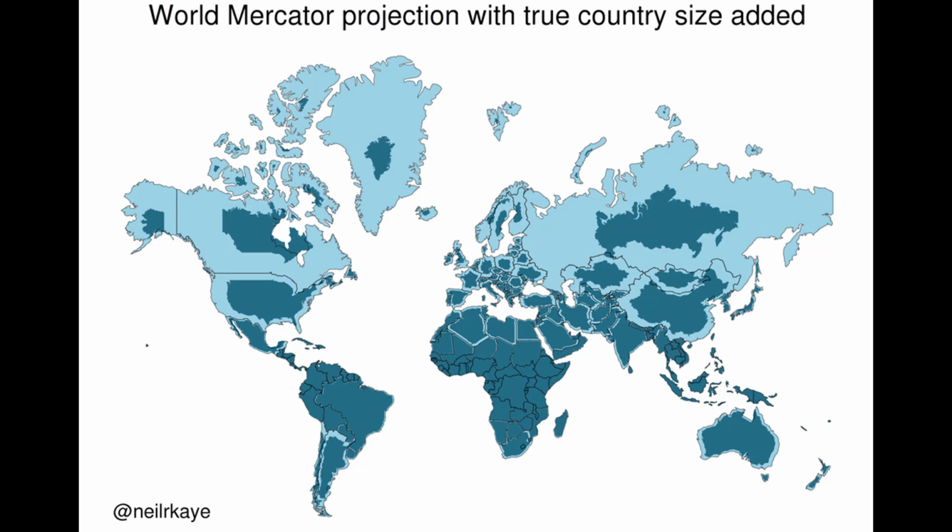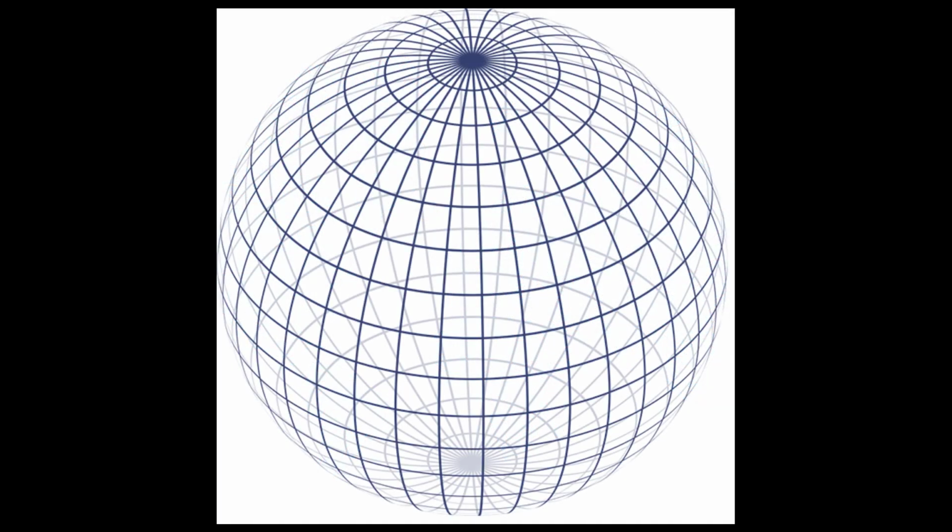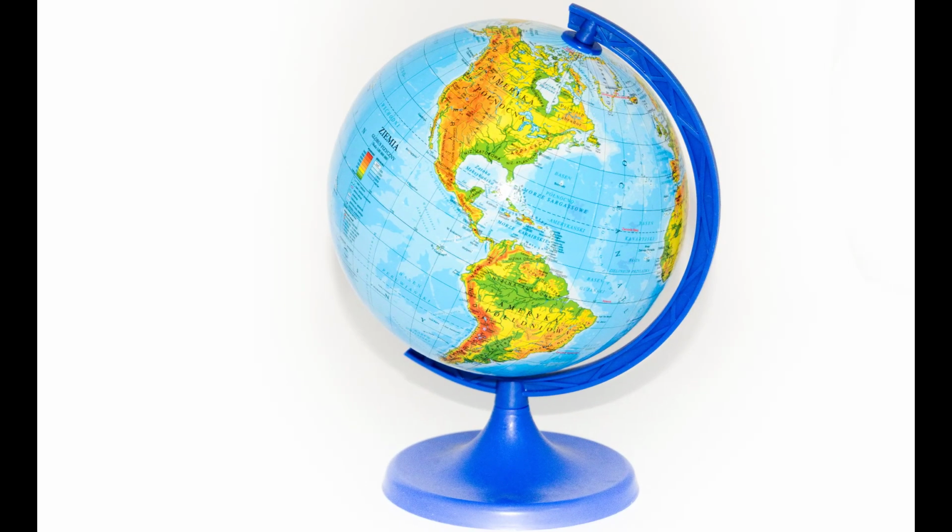So there are times when we really need to use a three-dimensional sphere, which is another word for a ball shape, as a model for our planet. Enter the globe. Globes are a great way for us to know where things are.